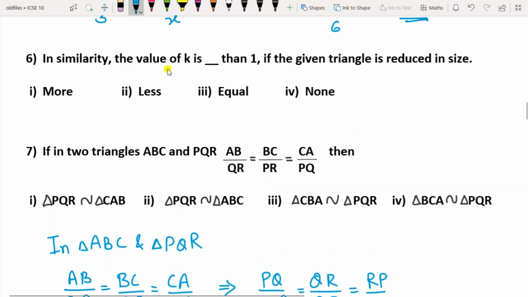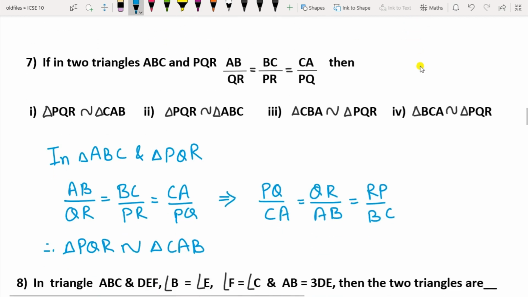In similarity, the value of K is dash than 1 if the given triangle is reduced in size. So if the given triangle is reduced in size, the value of K is less than 1. And if the triangle is enlarged in size, then the value of K will be more than 1. In this case, it is less than 1 since it is reduced.